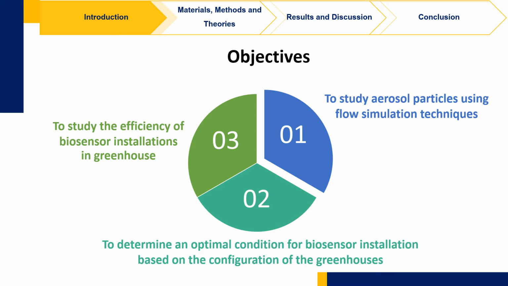The main objective of this study is to design and apply visual simulation to help to determine the optimal location of the biosensor for detection of gray mold in greenhouse. More specific objectives are to study an aerosol particle using flow simulation technique, to determine an optimal condition for biosensor installation based on the configuration of the greenhouse, and to study the efficiency of biosensor installation in greenhouse.